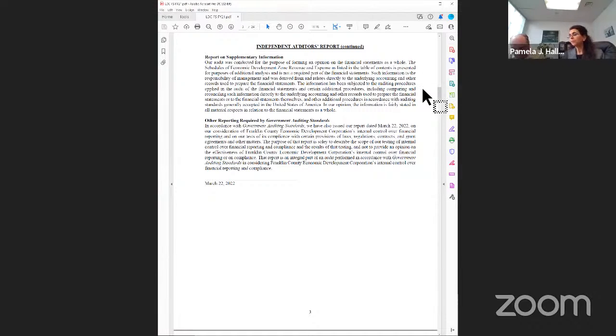There's also a report on supplementary information, and this will be the last year you have that supplementary information. There's a schedule in there that the Empire Zone required, and this was the last year. Everything's kind of washed out of that. And then there is another report here. It's called the Yellow Book Report, and we're looking at your internal controls over financial reporting. And that will be later on.